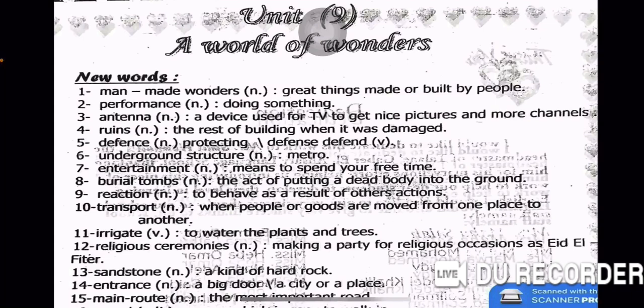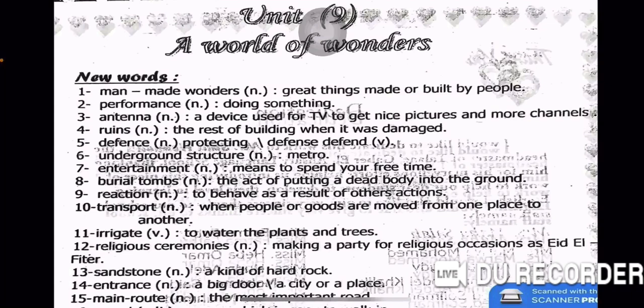Underground structure, it means like the metro. Entertainment means to spend your free time. Burial tombs, the act of putting a dead body into the ground. Reaction, to behave as a result of other actions. Transport, when people or goods are moved from one place to another.